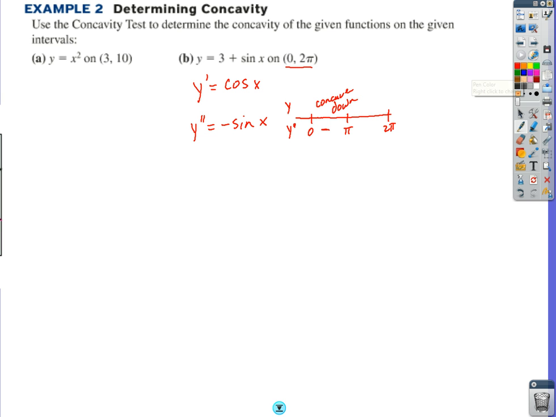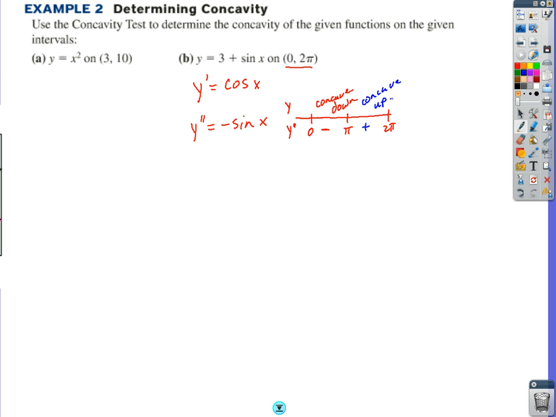And what about when y double prime is between pi and 2 pi? Well, y double prime between there, sine of x is normally negative, but negative means that y double prime is positive. And when y double prime is positive, that means that y is concave up.